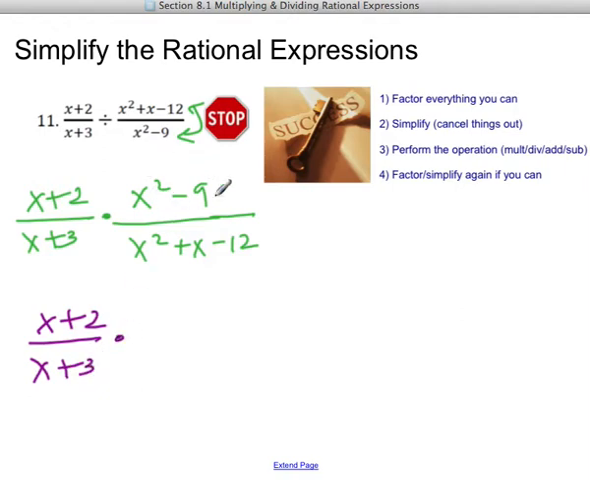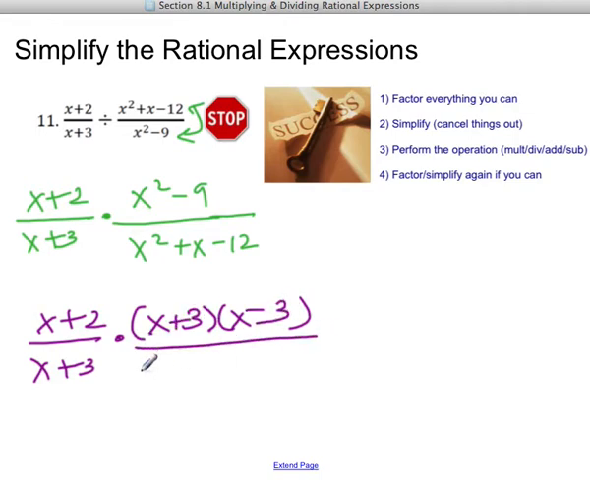Okay, now I need to go ahead here. x squared minus 9, that's my difference of perfect squares. Okay, so the square root of 9 is 3, and then it's always a plus and a minus. All over the denominator, what multiplies to negative 12 but adds to positive 1? Well, positive 4 and negative 3, that would work there.